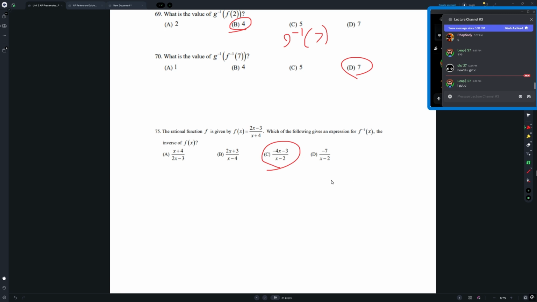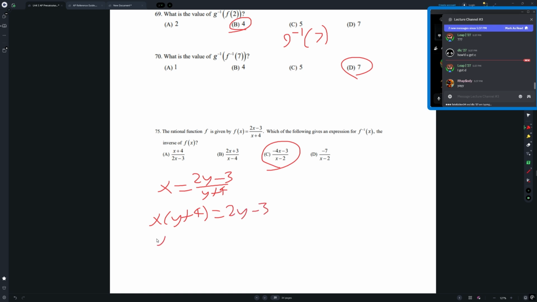You got D. So the way you would do this, if you do an inverse function, it would be x is equal to 2y minus 3 over y plus 4. And then we have to do x times y plus 4 is equal to 2y minus 3. So xy plus 4x is equal to 2y minus 3.